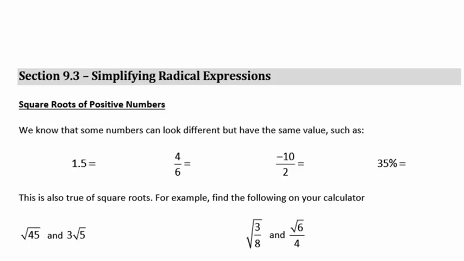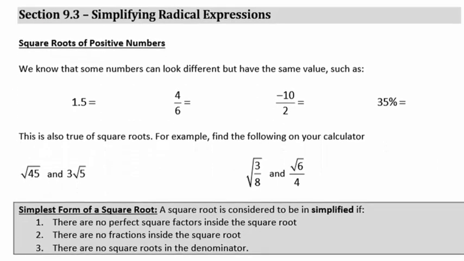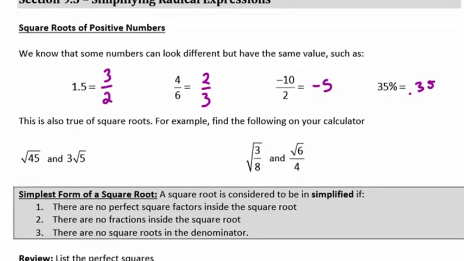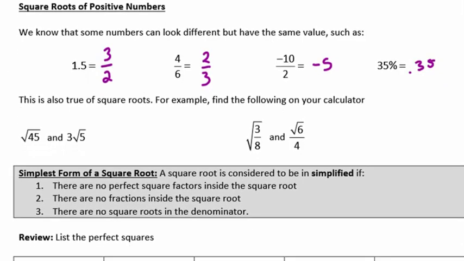Section 9.3 is on simplifying radical expressions. We know that some numbers can look different but have the same value, such that 1.5 is the same thing as the fraction 3/2, and 4/6 is the same as the fraction 2/3. Negative 10 divided by 2 is the same as negative 5, and 35% is the same thing as 0.35. These are just a few examples of numbers that can be rewritten in different ways but have the same meaning.